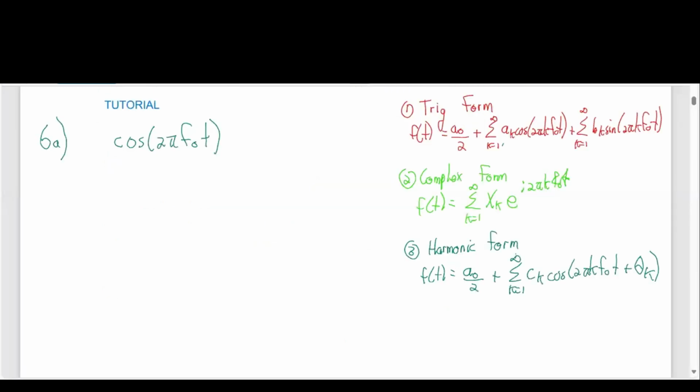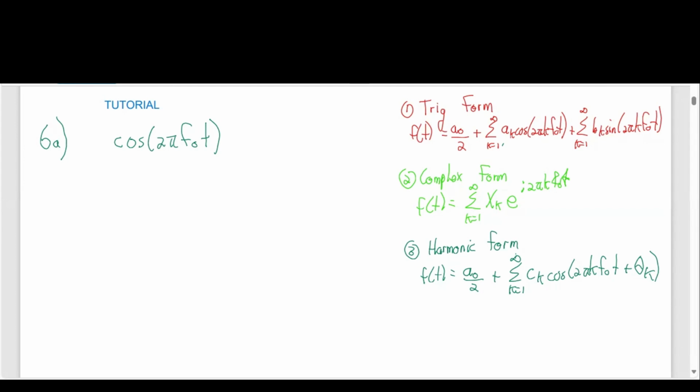So we already have these, and something you have to remember, especially when you're doing Fourier, is the trig forms. So you have the trig form, a naught on 2 plus the sum k equals 1 to infinity ak cos, ak always goes with cos, 2 pi k f naught t, plus the sum k equals 1 to infinity bk sine, bk always goes with sine, 2 pi k f naught t. Right, this is very important.